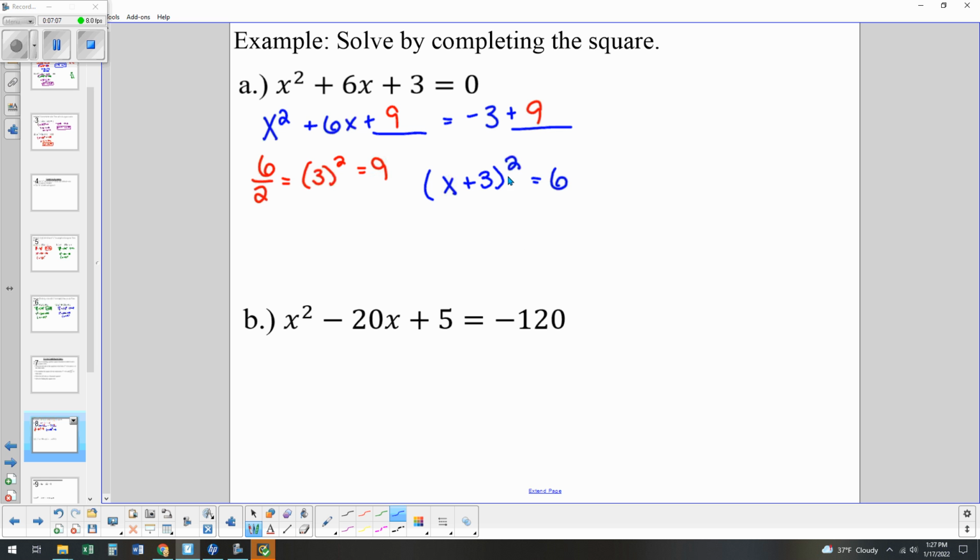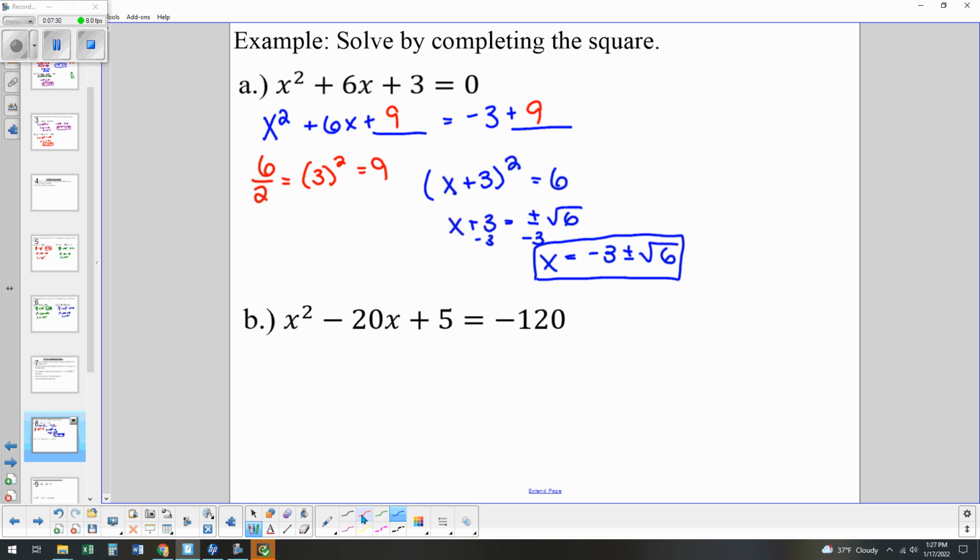So now I could solve this by square roots. So if I take the square root of both sides, x plus 3 equals plus or minus square root of 6. Can't be done anything there, right? 6 is not a perfect square. And then I can subtract 3 from both sides. And that's my answer.